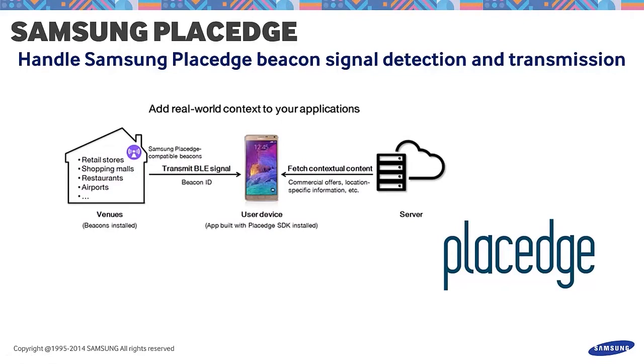Currently available through a partnership request, the PLACEDGE SDK contains a comprehensive set of APIs and handlers that lets you detect and transmit Samsung Placedge beacon signals. This is highly useful for advertising and discovering compatible beacons with Samsung Placedge. PLACEDGE utilizes Bluetooth to send and transmit microlocation data to Samsung smart devices.